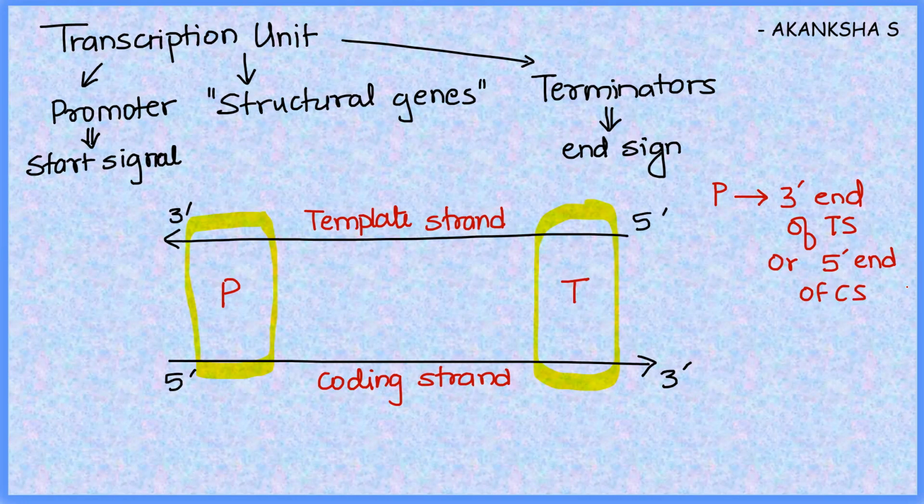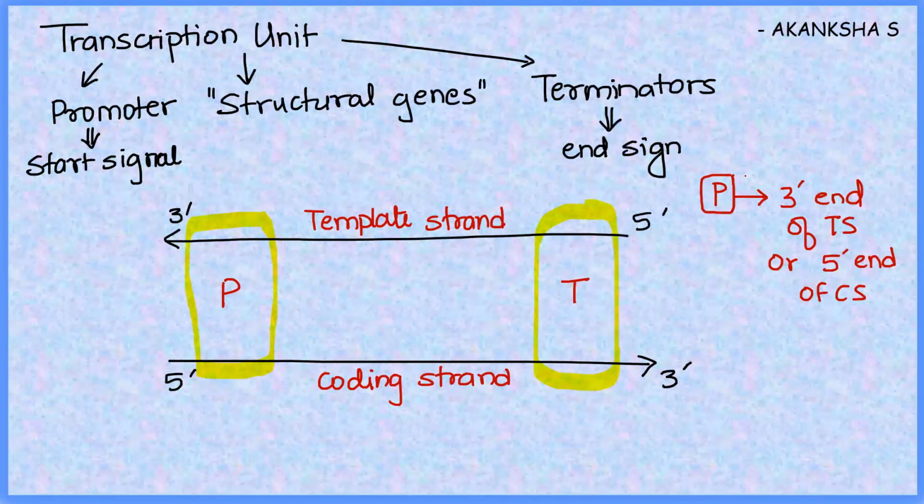So you can see over here, you can give the position of the promoter with respect to both the strands. But whichever strand you are mentioning, mention it in detail. Do not just write promoter is at 3 prime end or promoter is at 5 prime end. Of what? Which strand? Because if you don't clarify, there is going to be a huge doubt.